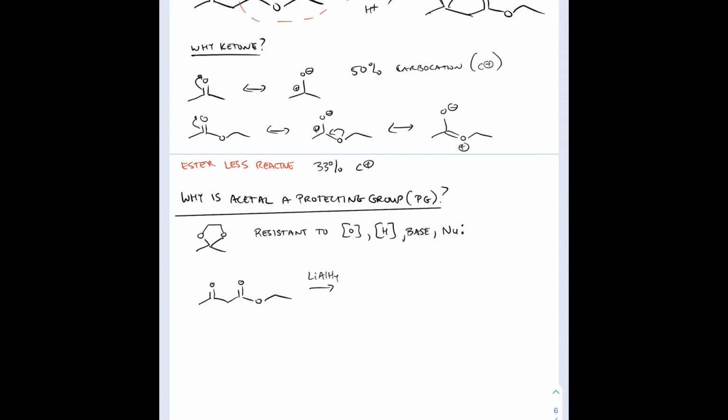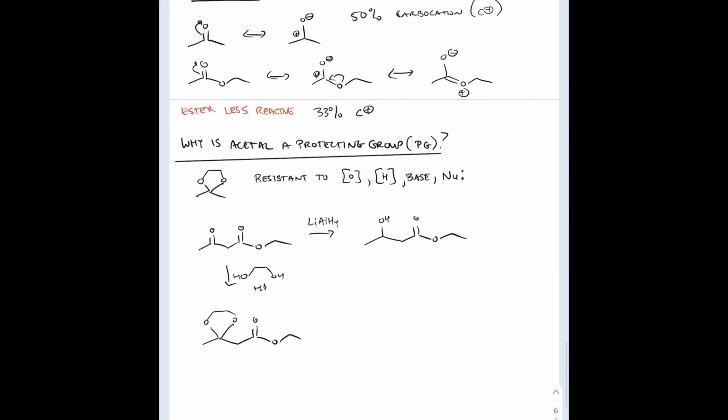So in this case, if we wanted to reduce with lithium aluminum hydride this ketone and ester containing molecule, what we would do is reduce the ketone first, making the alcohol there. But what if we didn't want to do that? Well, what we can do is add the diol in acidic medium, making the acetal, then reduce with lithium aluminum hydride, because the acetal is resistant to reduction, as indicated above. And so now what we end up with is not the ester, the alcohol.